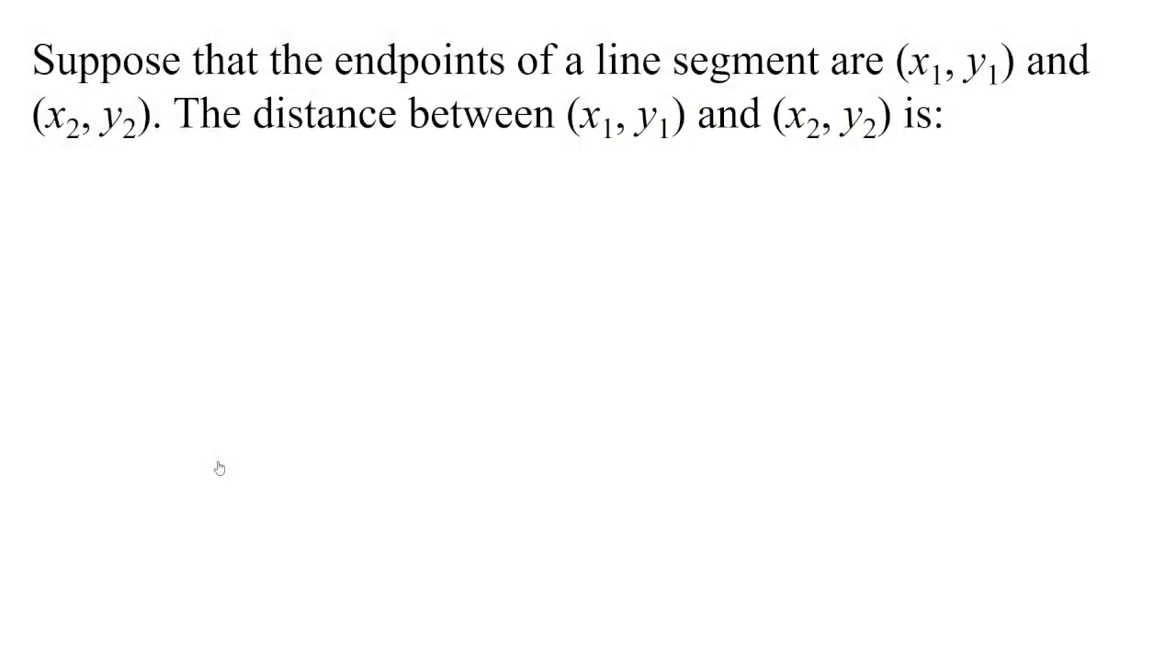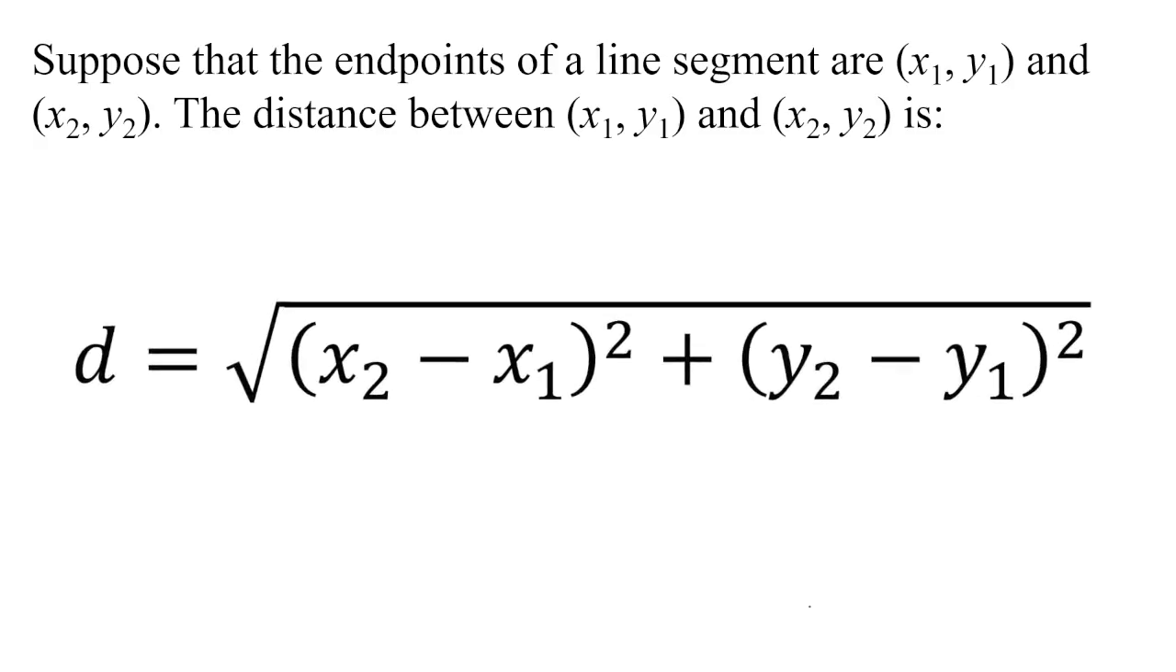Suppose that the endpoints of a line segment are (x sub 1, y sub 1) and (x sub 2, y sub 2). The distance between them is the square root of the square of the difference of x sub 2 and x sub 1, plus the square of the difference of y sub 2 and y sub 1. So I'm going to show you examples of how to use this formula.